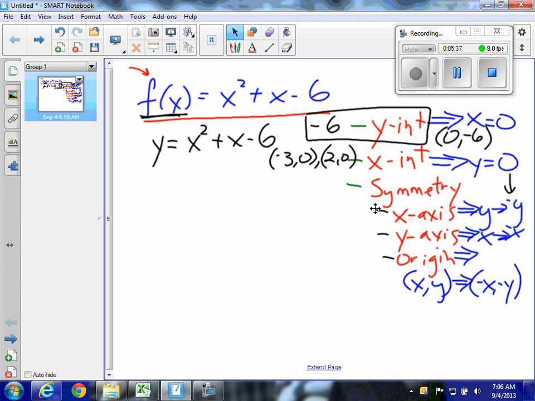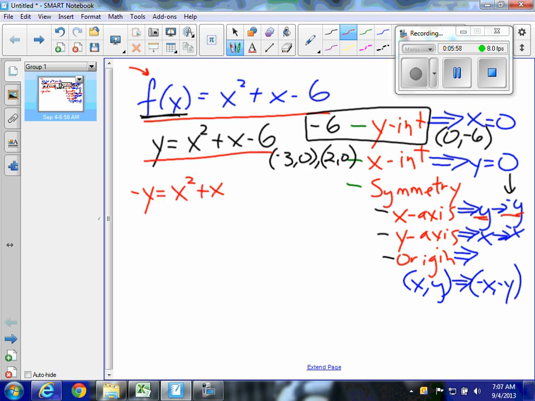So let's take a look at the x-axis first. I'm going to use the y formulation here. Looking at my original equation, I'm going to change my y to negative y. Okay, negative y equals x squared plus x minus 6. Well, let's make the y just a regular y and multiply both sides of this by negative 1.